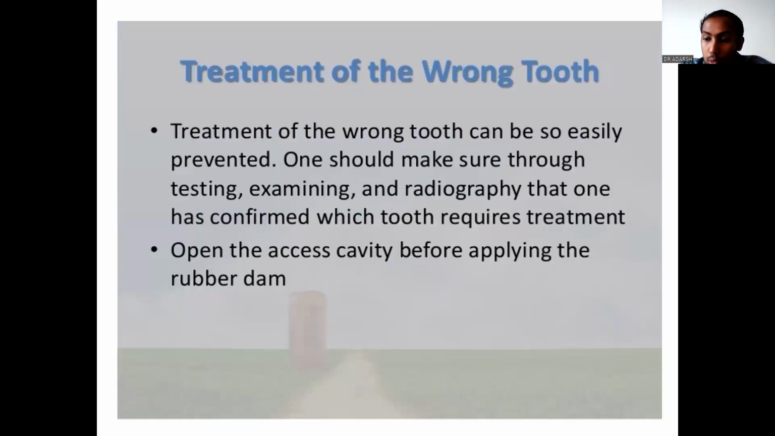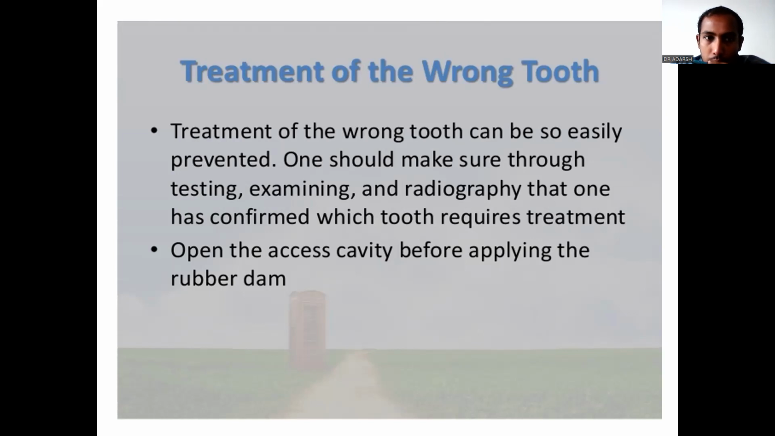As you all know, one of the most important, or commonest, errors which occur during the access preparation is treatment of the wrong tooth. Treatment of the wrong tooth is mainly because of the lack of marking. If you do not provide information regarding which tooth is to be treated, for example, before going for rubber dam application, just mark the tooth with the help of a marker, or initiate a small cavity preparation, or initiate access cavity preparation. Then only proceed with rubber dam application. If you do so, you can prevent the treatment of the wrong tooth.